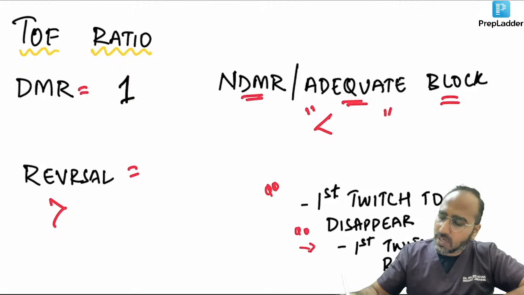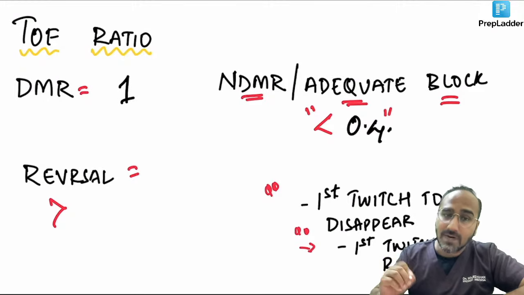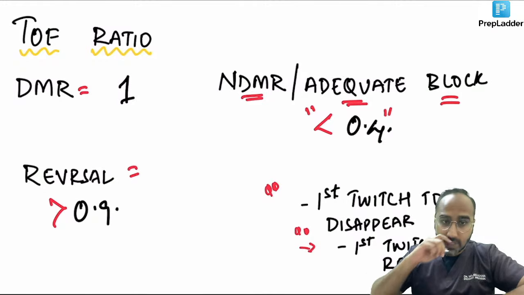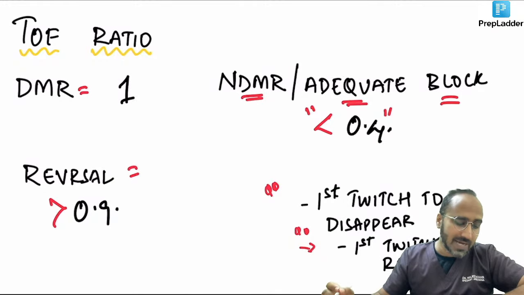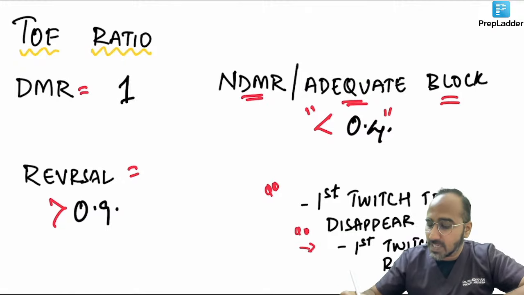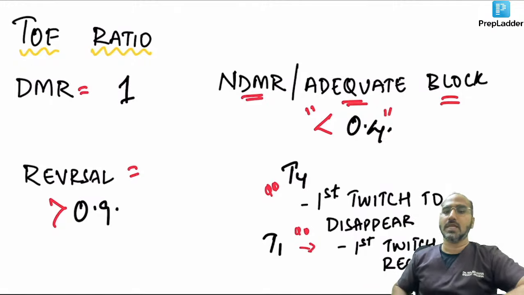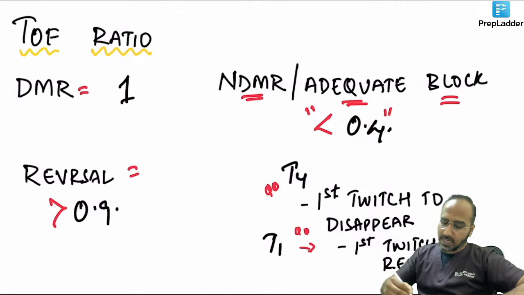In non-depolarizing or adequate blockade, it should be less than 0.4. In case of reversal, always the ratio should be more than 0.9 in train of 4. Then only you need to go for reversing. Now, guys, remember which is the first twitch to disappear? The first twitch to disappear is the T4. The first twitch to recover is T1.